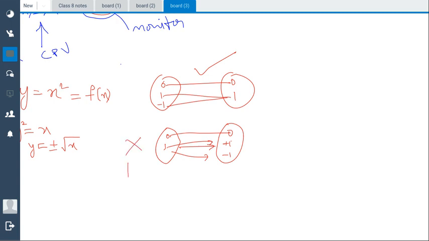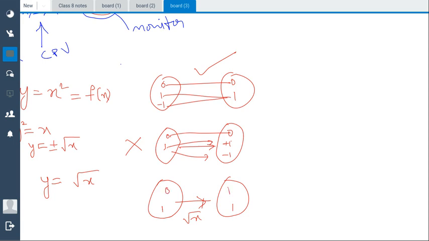Okay. But let's go down. If y is equal to root x, is this a function? Yes, this is a function because I am not considering the minus sign here. I am only considering the root x plus sign. So for 1 x, I am going to get 1 y. Got it? Now you understood what is a function and what is not a function. That's how you do it.